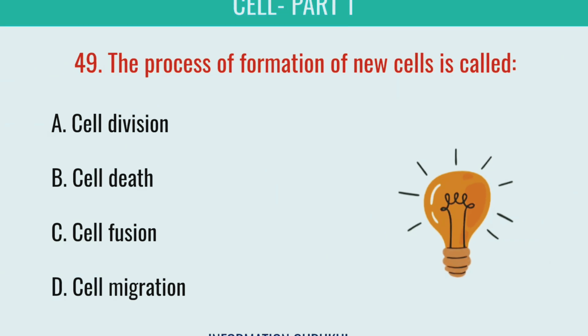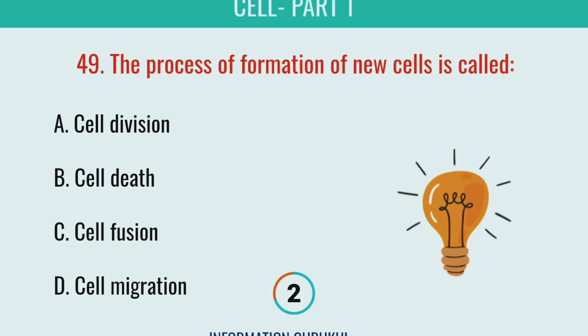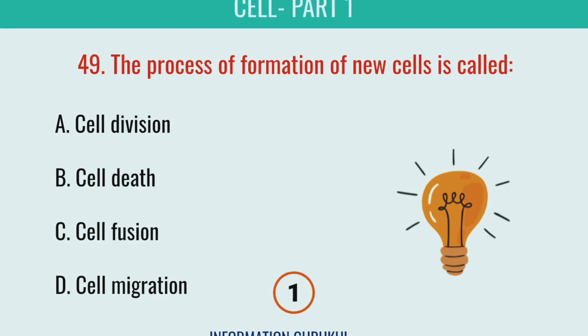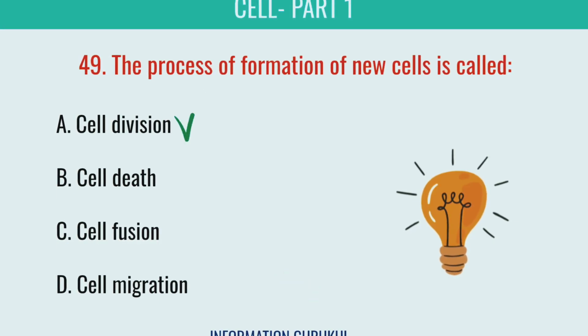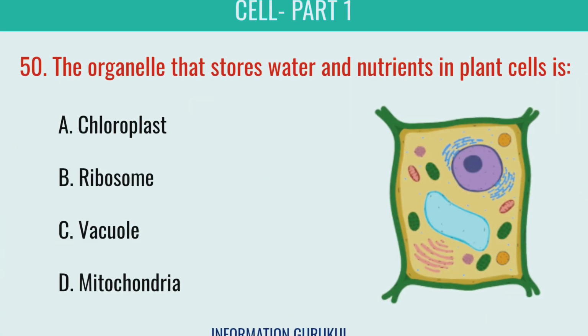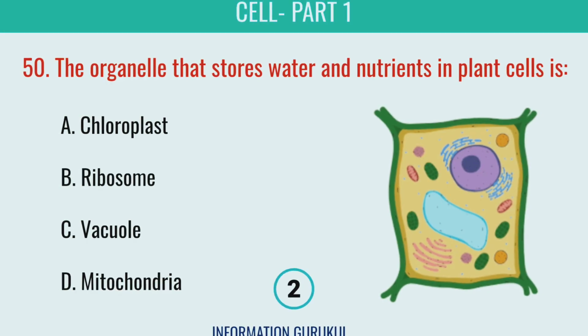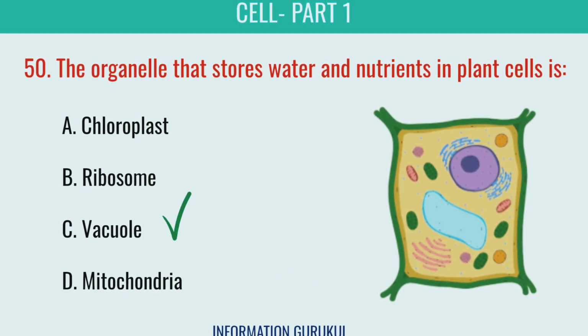The process of formation of new cells is called cell division. The organelle that stores water and nutrients in plant cells is vacuole.